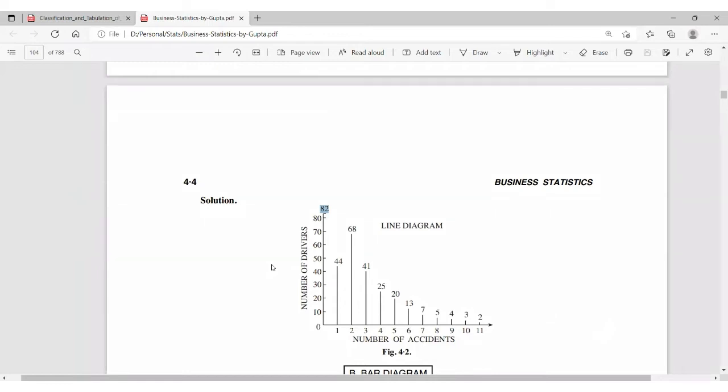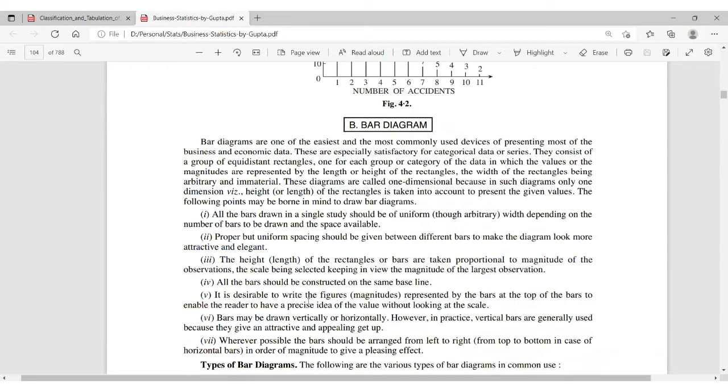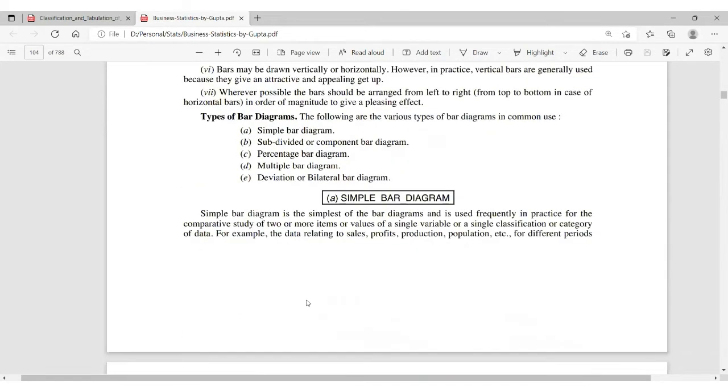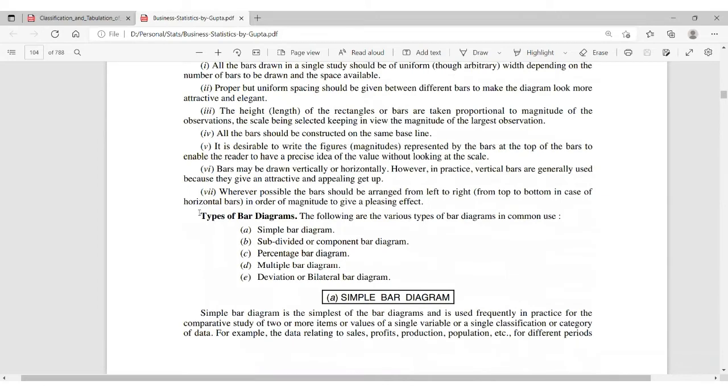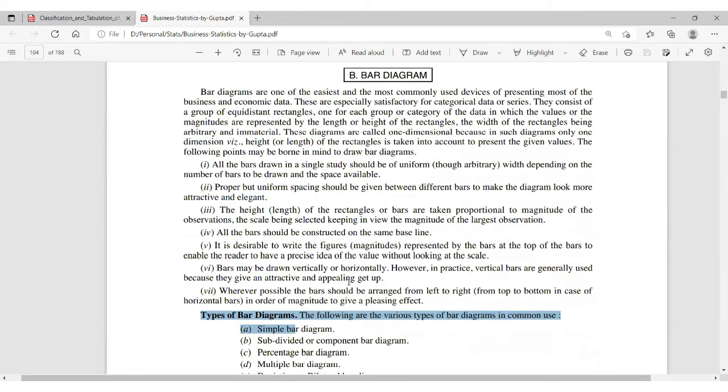Got it? Okay. Bar diagram. The second one is bar diagram. Only line diagram and the bar diagram, these two things are important. Let me do the bar diagram. This is important, because generally they can ask the bar diagram also, right? So what is a bar diagram? Bar diagram is a kind of thing where we make some rectangular bars.